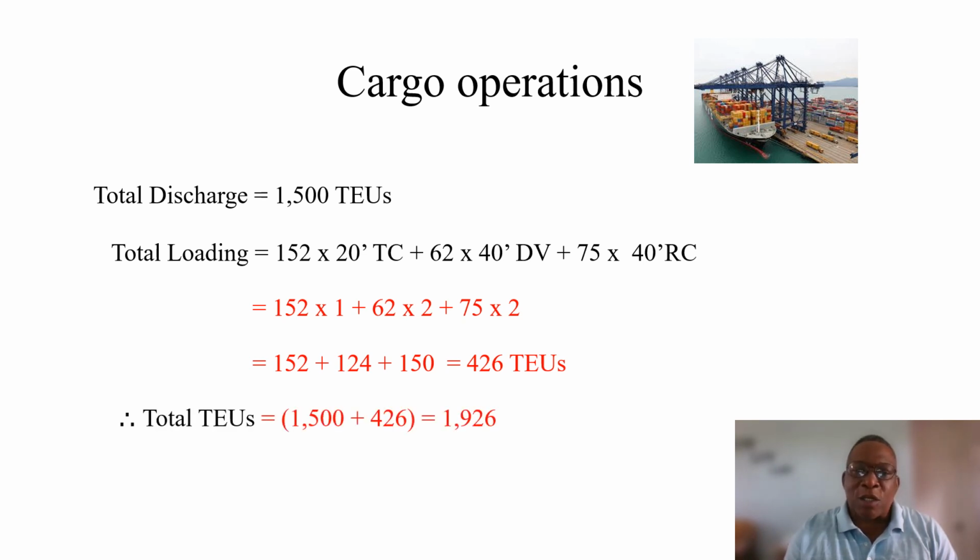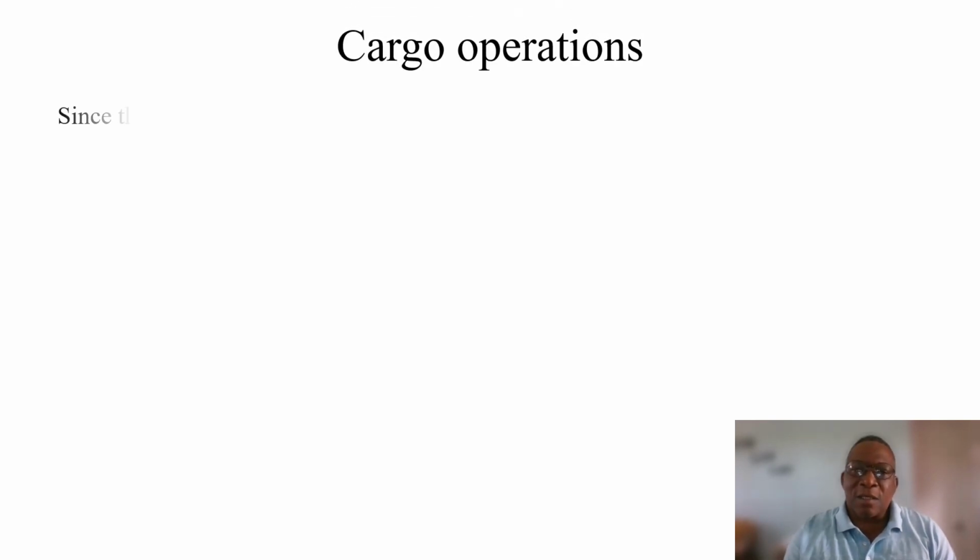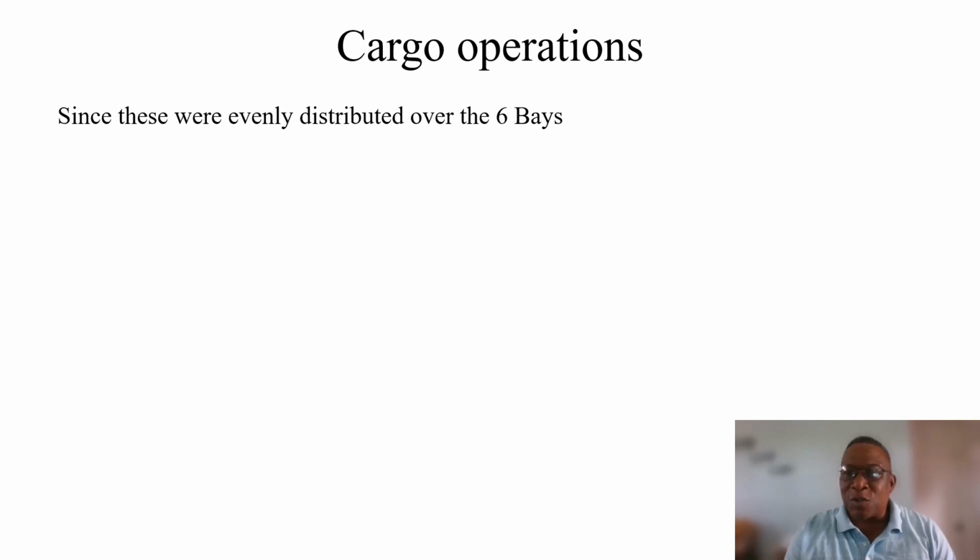We will now add the overall moves on the vessel, which is 1,500 discharge plus 426 loading. That gives us 1,926 moves. Now, since special containers are involved, we need to make a particular move.